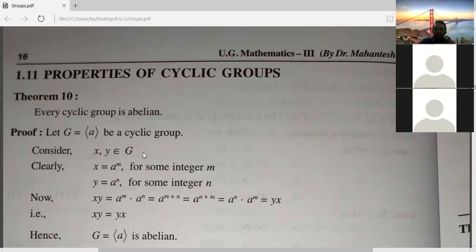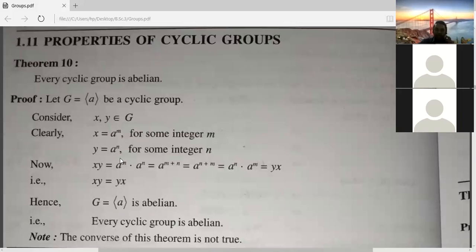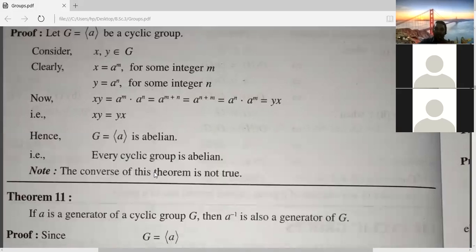Now, you take any two elements. A cyclic group is a group, so it satisfies all the group properties. You take any two elements of G and, because a is a generator, you write x equal to a to the power m and y equal to a to the power n, for some integers m and n. Now you take the product xy. You have to prove the commutative law. If you prove that, then you can say it is abelian. Just the commutative law; we are not proving the remaining four properties.